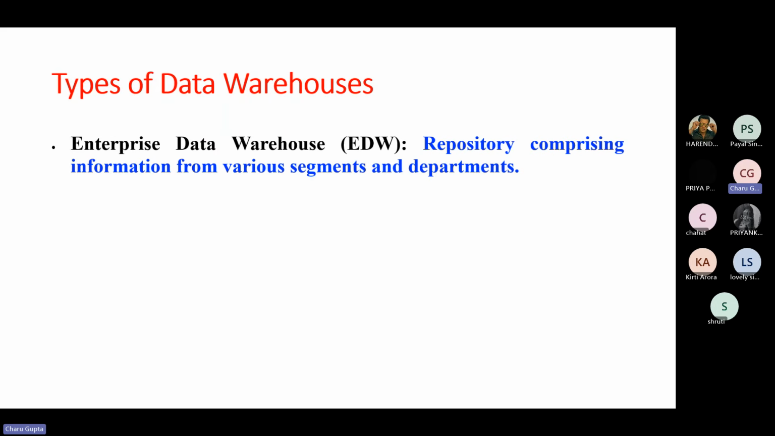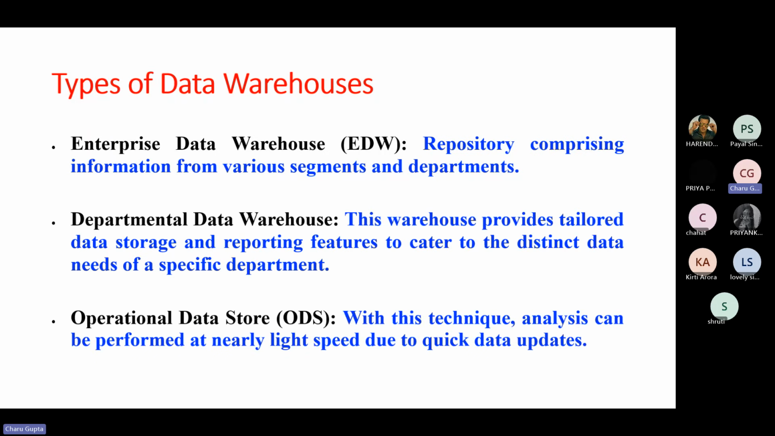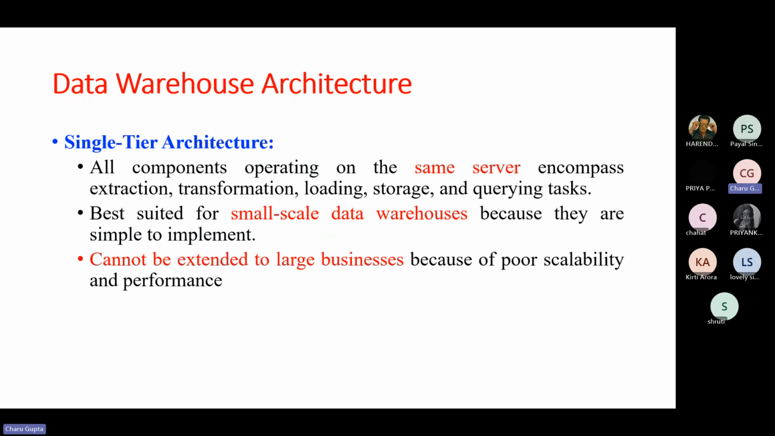Different types of data warehouse: enterprise data warehouse, departmental data warehouse, and operational data store. Next, we can divide the data warehouse architecture into different tiers. A single tier where all components are residing on the same server, which is suitable for small-scale data warehouses. However, it cannot be extended to large businesses because everything is on a single tier.